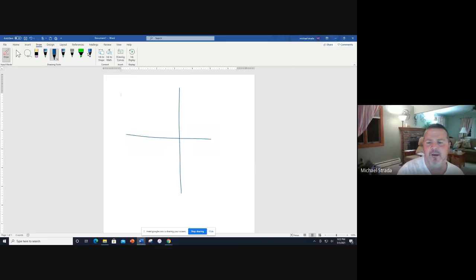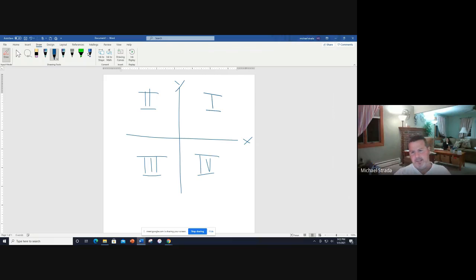When we graph, we have quadrants. Quadrant 1 is where both are positive. Quadrant 2 is where the x is negative and the y is positive. Quadrant 3 is where both are negative, and quadrant 4 is where x is positive and the y is negative. X is your horizontal. Think of it as a number line. Y is your vertical. Think of it like the temperature on a thermometer. Positives are up, negatives are down.